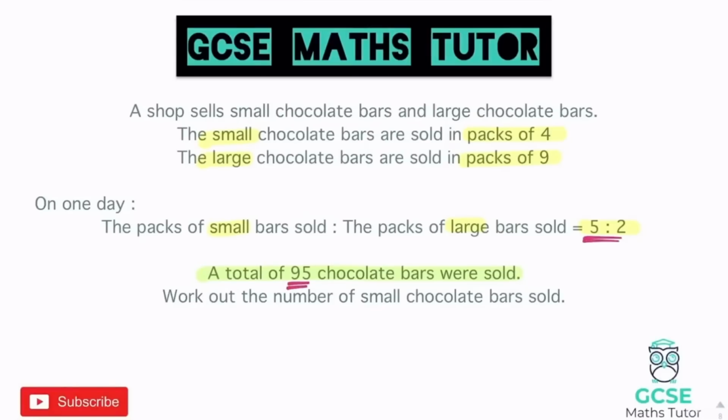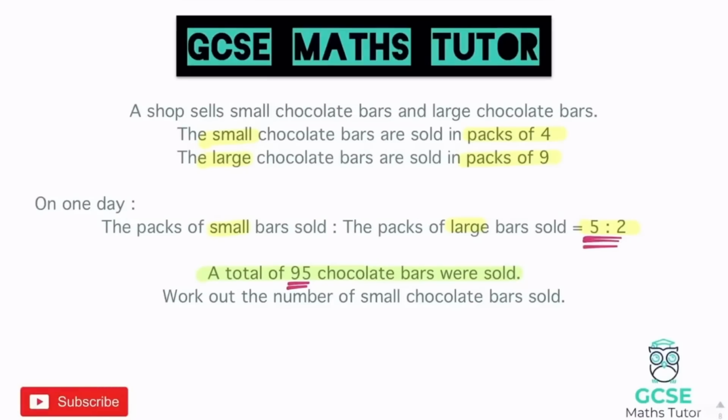So unfortunately, we can't just split that 95 in the ratio 5 to 2. We can't just do 95 divided by 7, because that ratio is not about the amount of chocolate bars, it's about the amount of packs that were sold. So all we want to do is turn this ratio into an amount of actual chocolate bars.